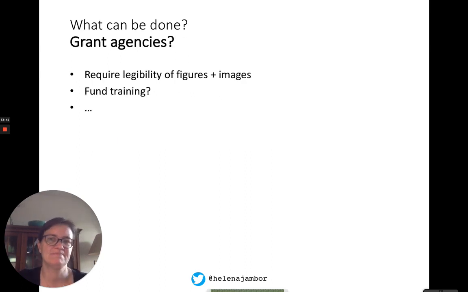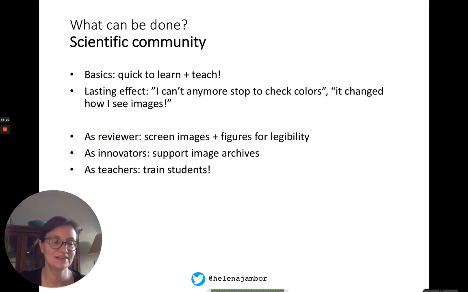What else can be done? Grant agencies can have a small role, probably. They can require legibility of figures and images in grants at least. They can fund training, and there are probably more ideas that we can discuss also in the QuiRep meetings maybe. But we believe actually that the biggest hope is that the scientific community actually gets engaged, because this is not a problem that can be solved by journals or grant agencies. So the scientific community needs to become a little bit active here.